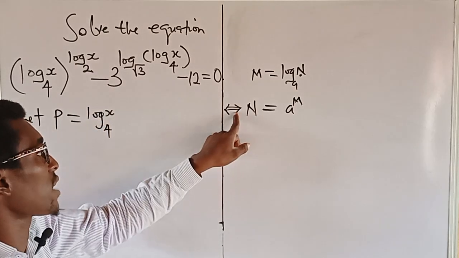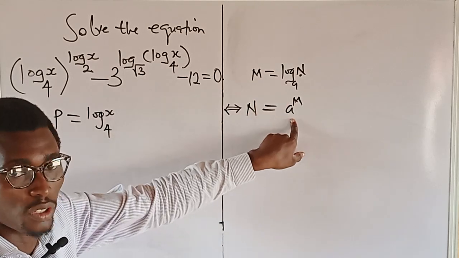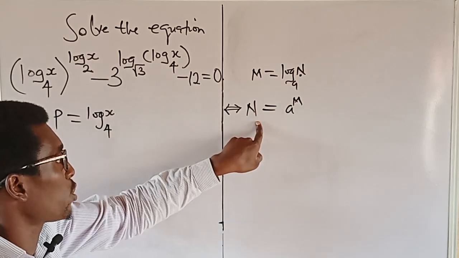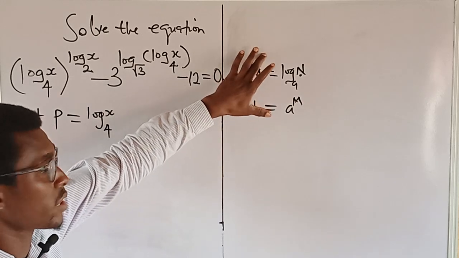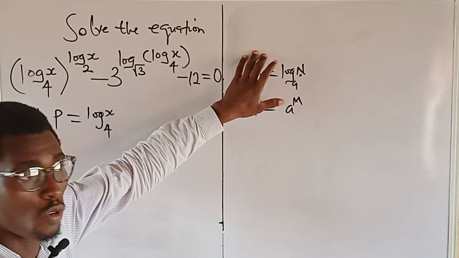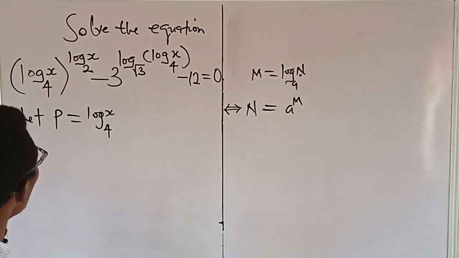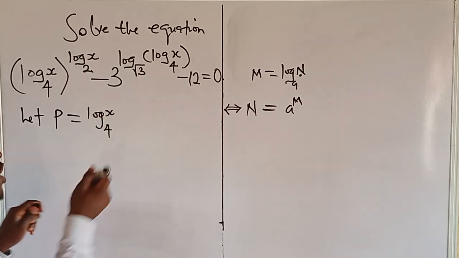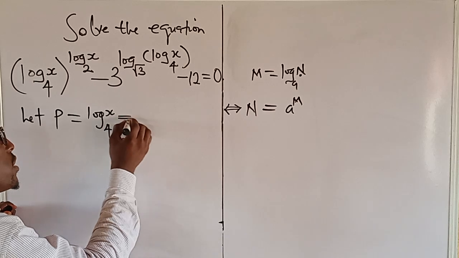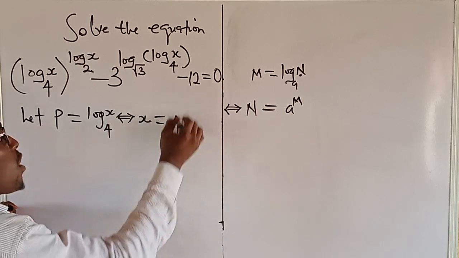So this double implication sign states that whenever you have this expression, you have the equivalent expression, and whenever you have the equivalent expression, you also have this, as the converse is the case. So please, this should be strictly committed to memory because it's very useful when it comes to the work in logarithm. So that means that if we have p equals log to the base 4 of x, the equivalent form of this is x equals 4 to the power of p.